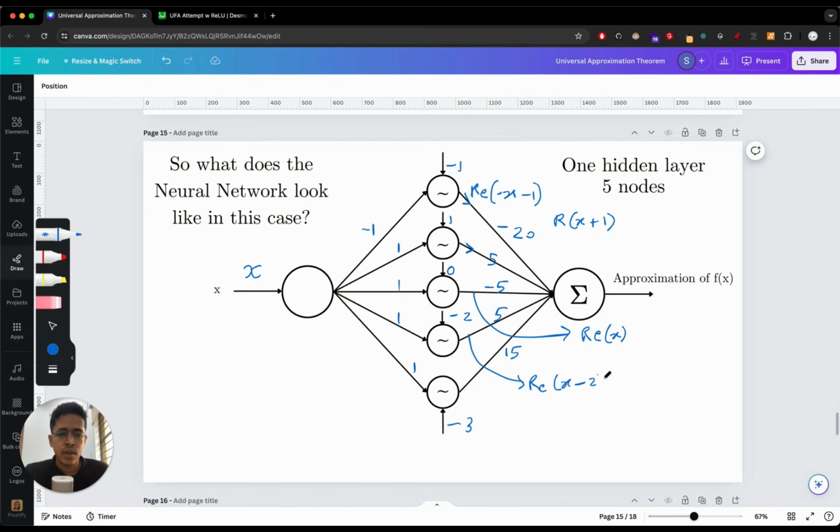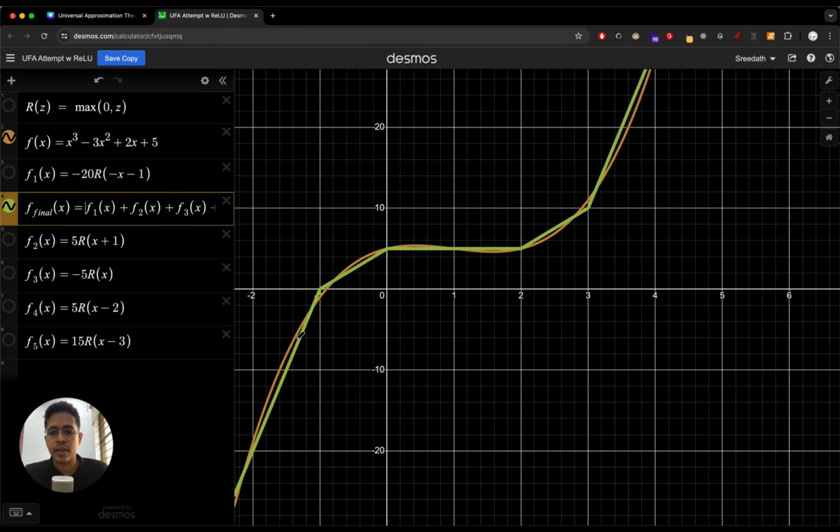X minus 2. So please don't get confused. I think I'm confusing you by using different notation. So when I say RE, I just mean ReLU. I don't mean real number or anything. So just please don't get confused. Then the final one would be ReLU of x minus 3. This one. So ReLU of x minus 3. I think that is what it's here also.